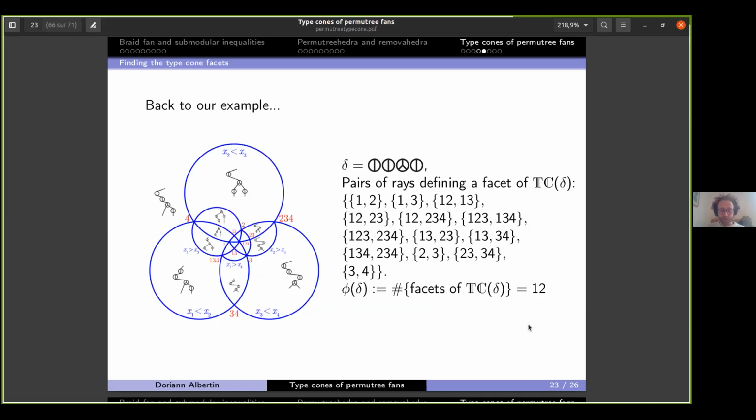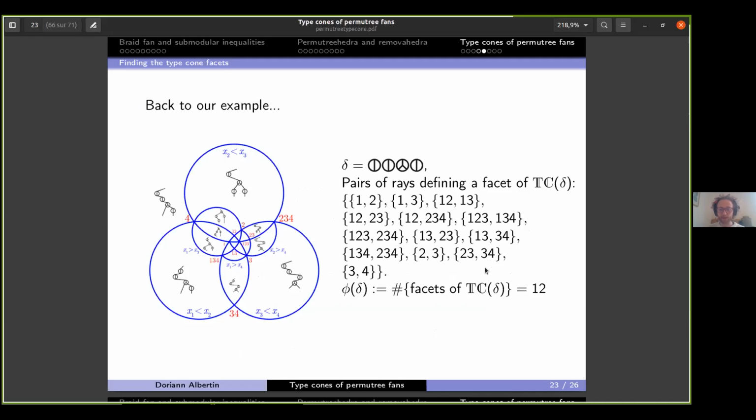Now, if we go back to our example, we can again compute all of the pairs of rays defining facets of the type cone. For instance, here you can look at 4 and 2, 3. They define a pair of adjacent regions, this one and the big one here. But they do not define facets of the type cone. They're not in this list.